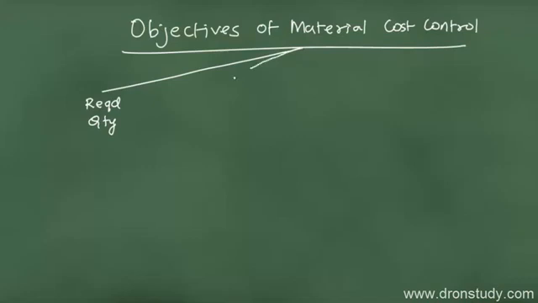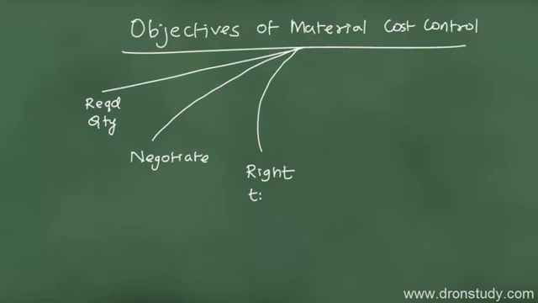And number two, by controlling the material cost, you can negotiate for the best prices of raw material from your suppliers. You can consider the factors like quality, timeliness, reliability, etc. when you control your material cost. And by controlling material cost, you are also ensuring that all materials, all stores and consumables are available at the right time, so that you can have continuous production flow.